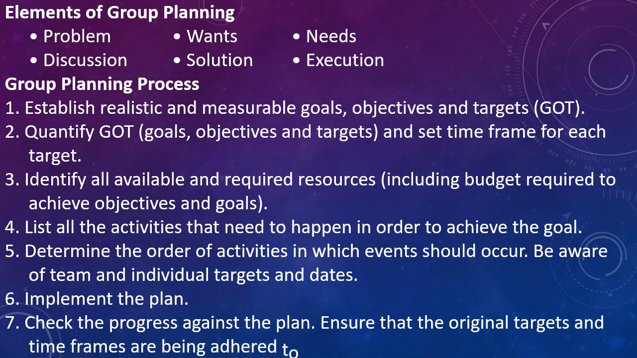4. List all the activities that need to happen in order to achieve the goal. 5. Determine the order of activities in which events should occur. Be aware of team and individual targets and dates. 6. Implement the plan. 7. Check the progress against the plan. Ensure that the original targets and timeframes are being adhered to.